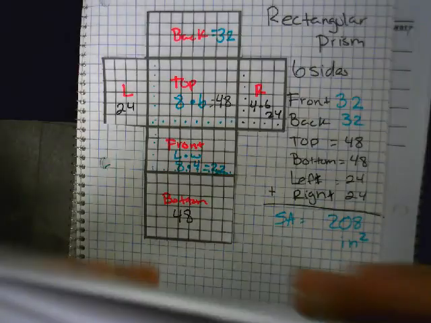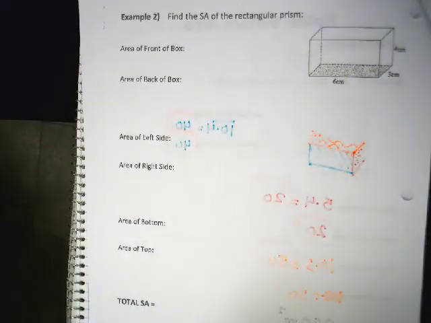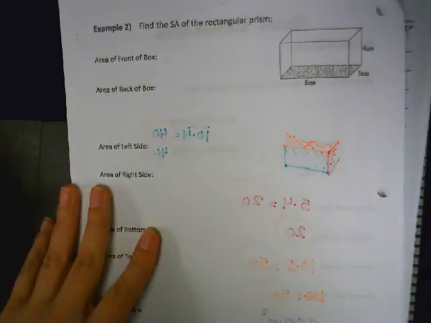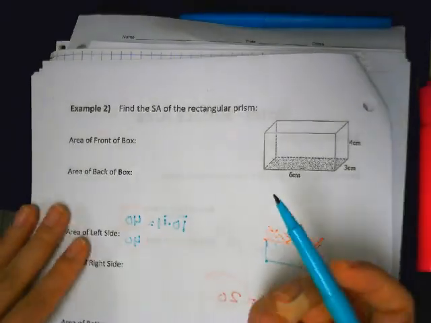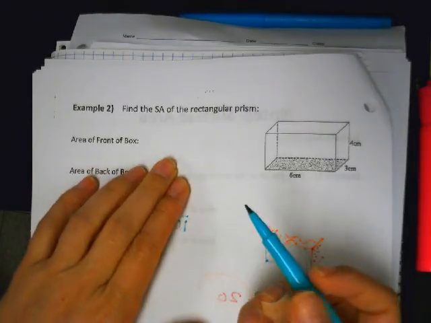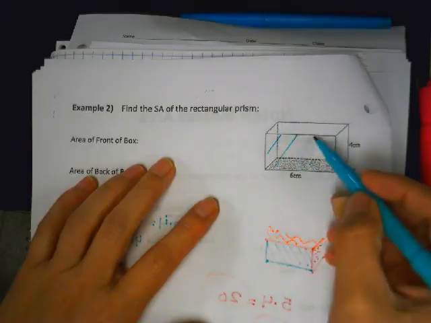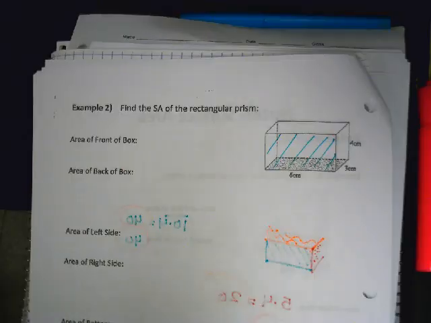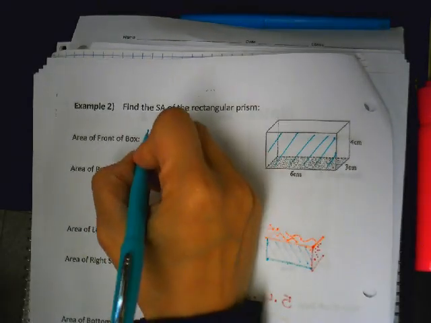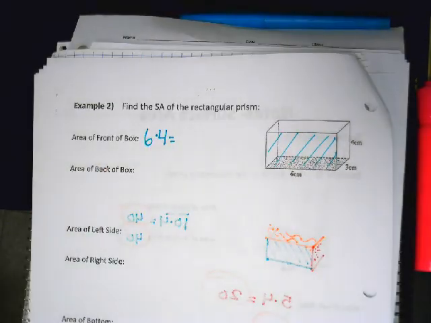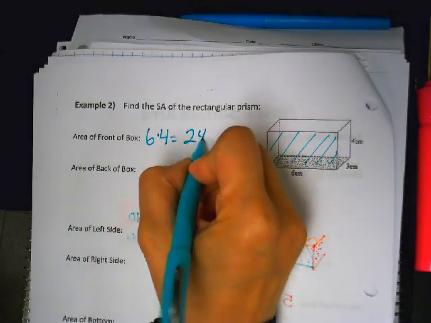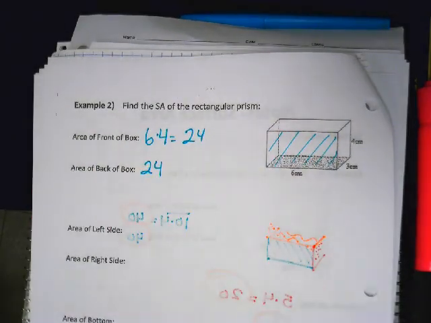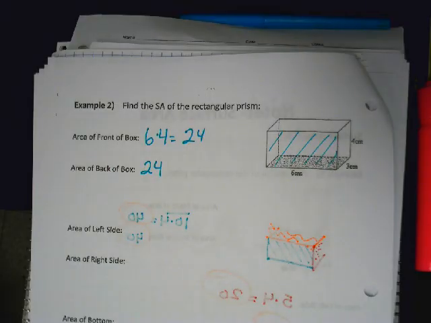All right, let's do another one together. Number 2. Area of the front of the box. So the front of the box is this part. What are my two numbers for the front of my box? 6 and 4. Very good. What's 6 times 4? So I know that my front and my back are going to be 24. Easy enough, right? Make sure you glue. If you don't need the glue, pass it back. Someone in the back might need it.